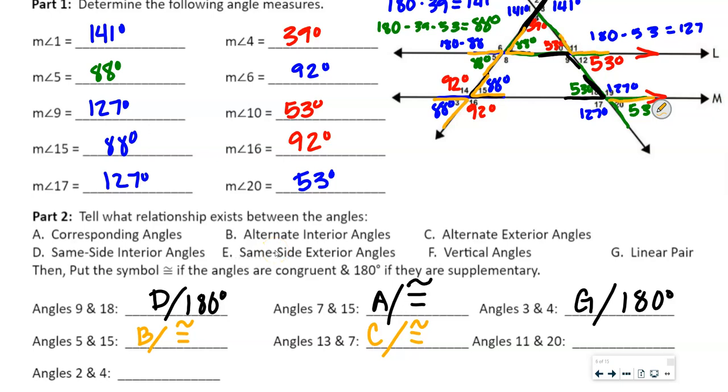And then we've got 11 and 20. 11 and 20. Okay, so you notice one of those is obtuse and one's acute. So we know it's going to be supplementary, right? They're going to be 180 degrees. So what is that relationship, though? Same side exterior. You got it. So this is going to be 180.